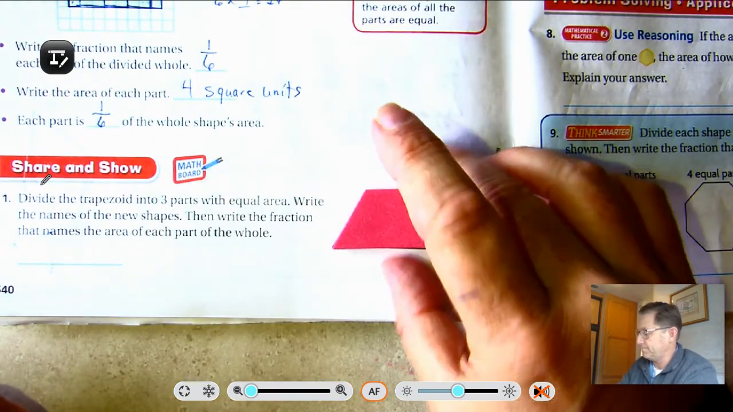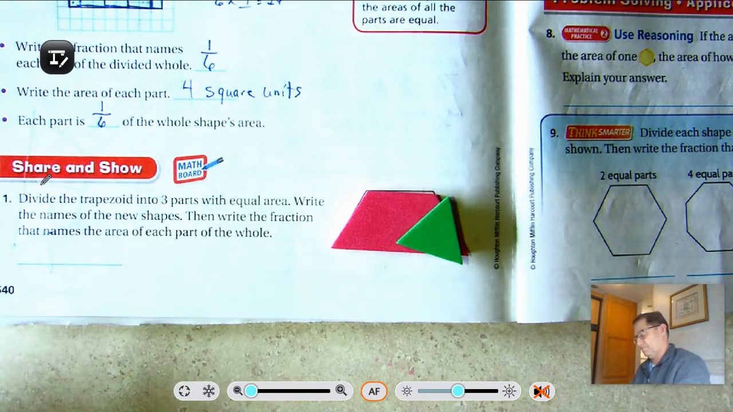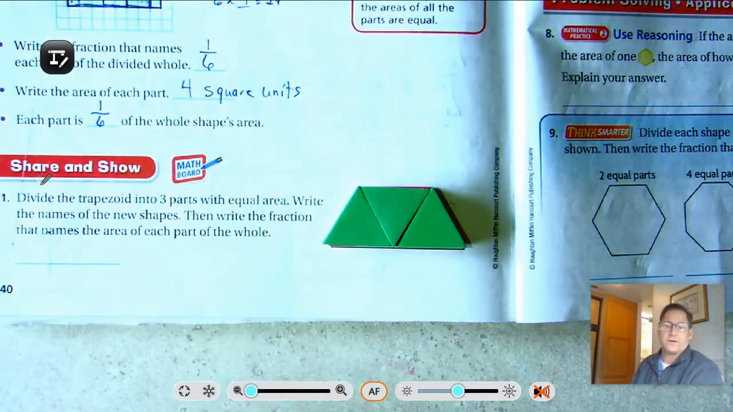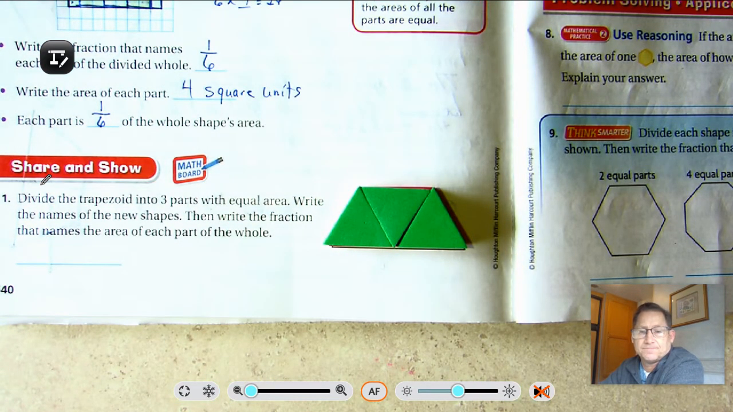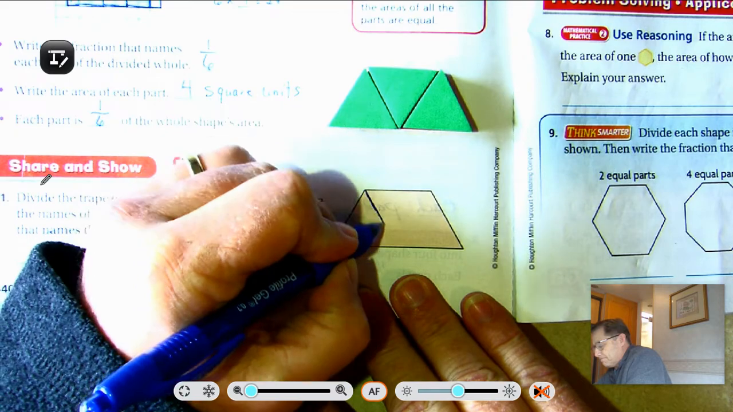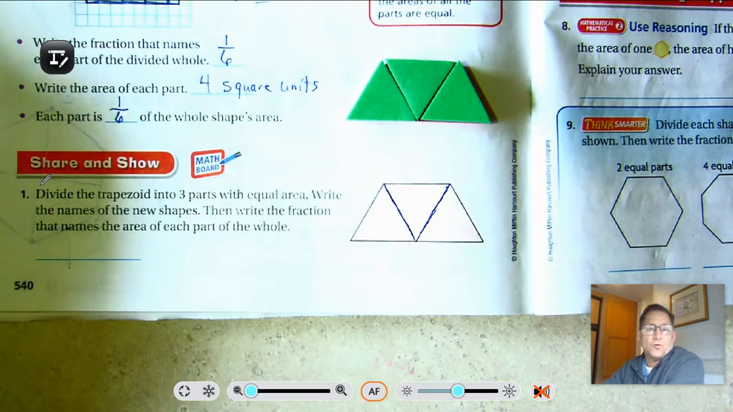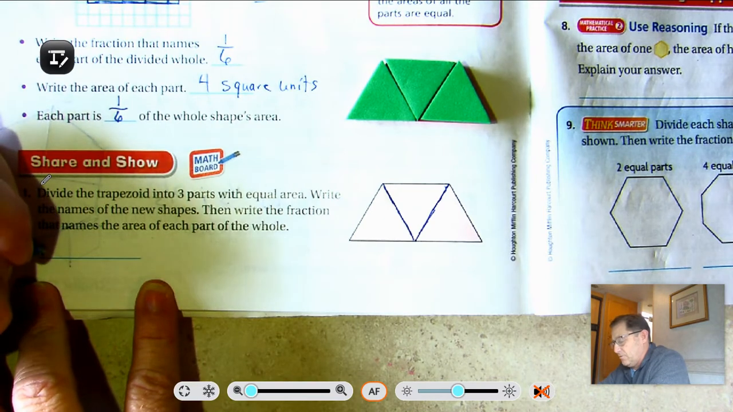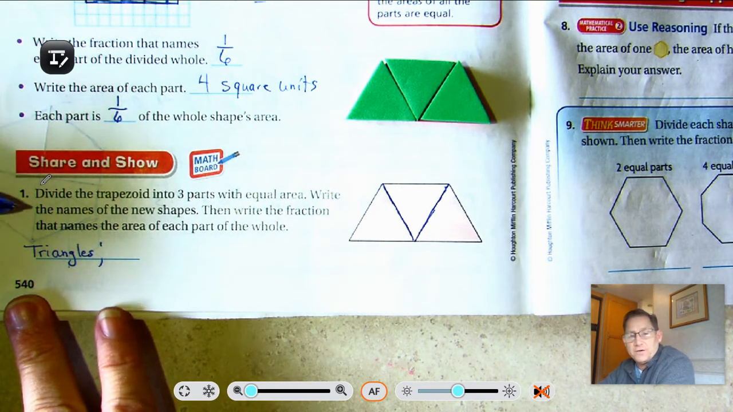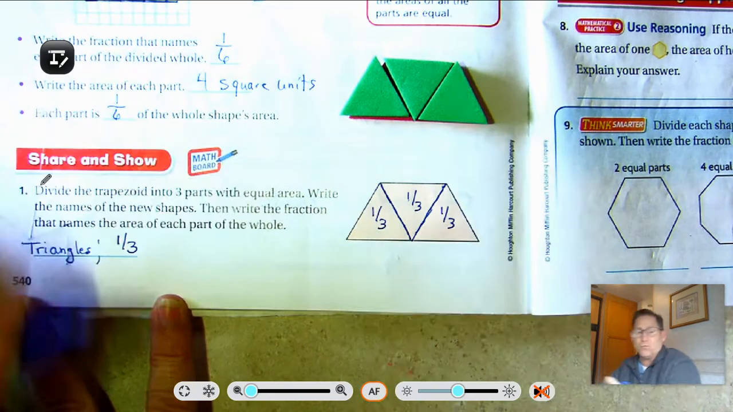So we have this trapezoid, and they want us to divide it into 3 equal sections. Okay, well, I see 3 equal parts. So it's kind of a V, right? So write the names of the new shapes. Well, they're triangles. What's the fraction that names the area of each part of the whole? Well, that triangle is 1/3. So each triangle is 1/3.